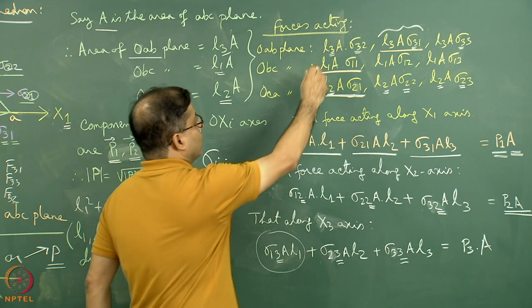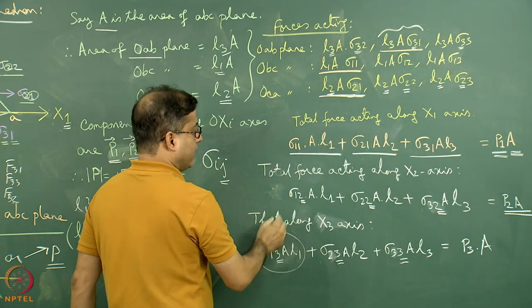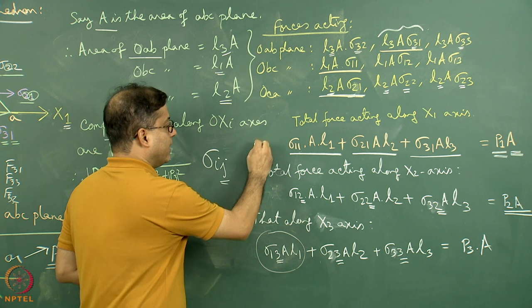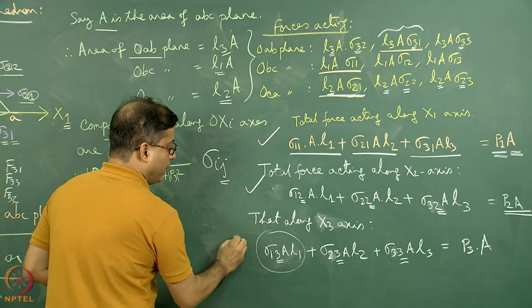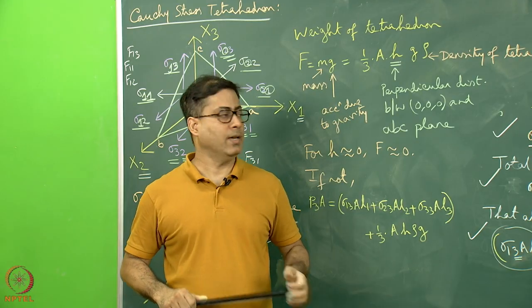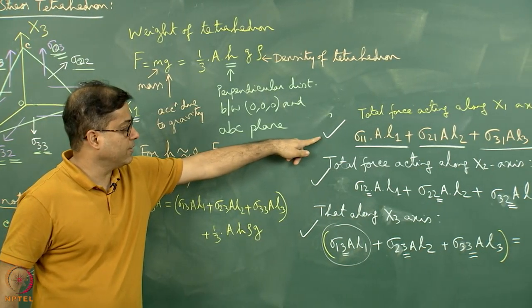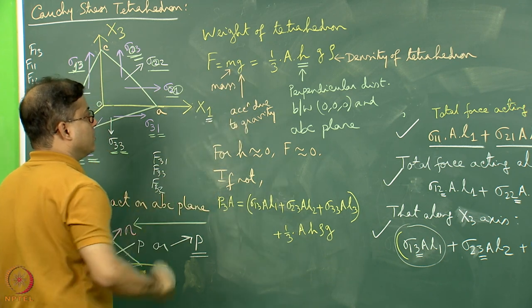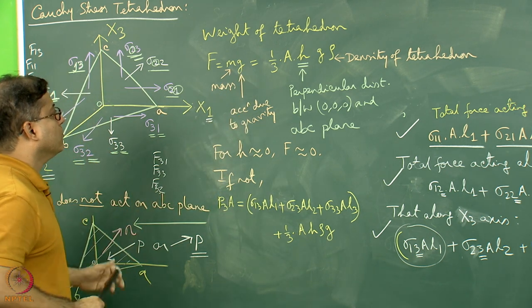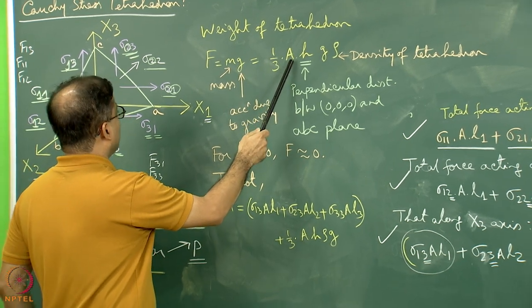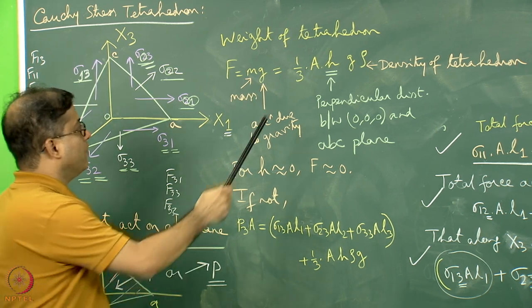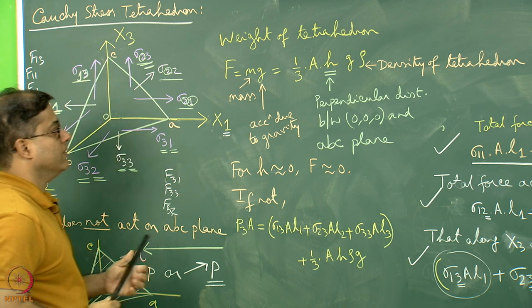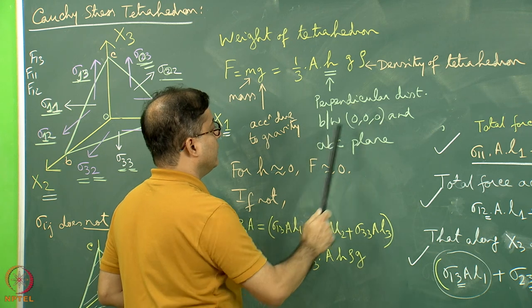So what has happened? All these 9 components of forces have now been taken care of, 3 at a time. So from here we are getting basically 3 equations, but before we move ahead there is a word of caution. We have deduced the 3 force balance equations shown by these white ticks. Consider the weight of the tetrahedron, which is force equal to mass multiplied by the acceleration due to gravity. The mass of the tetrahedron can be represented as 1 third multiplied by area of the ABC surface, multiplied by h. H is the perpendicular distance between the origin and the ABC plane.